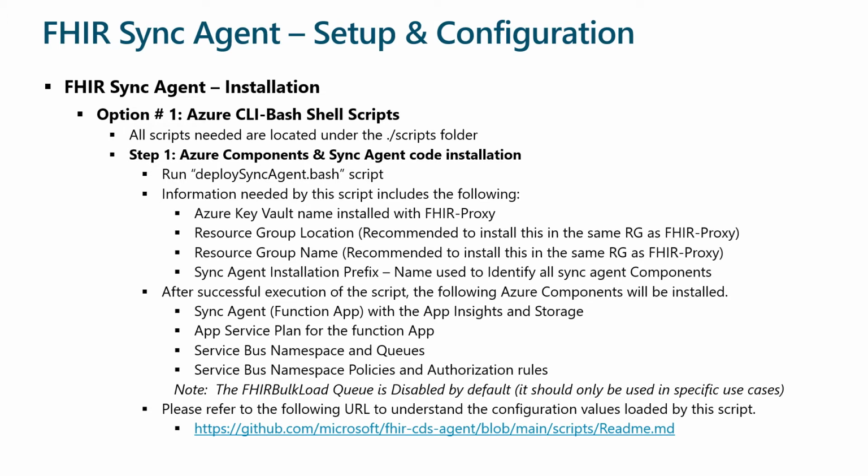After successful execution of this script, the following components will be installed. That is the sync agent with the app insights and storage. It also creates an app service plan for this function app, service bus namespace and queues, service bus namespace policies and authorization rules. And note that the FHIR bulk load queue is disabled by default. It should only be used in specific cases. Please refer to the following URL to understand the configuration values loaded by this script.